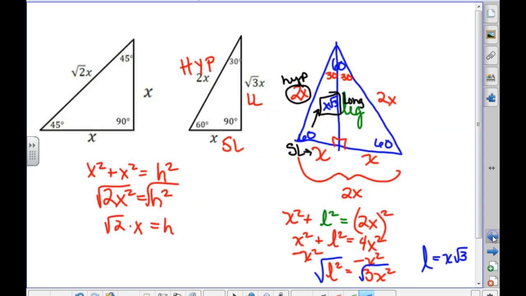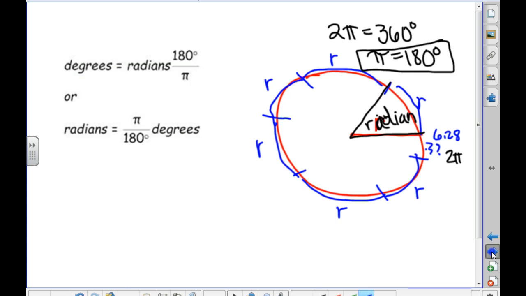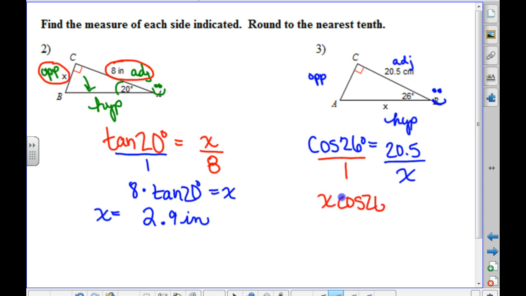One I'm trying to find, one I know. Go back here, adjacent and hypotenuse is cosine, right? So I have the cosine of 26 degrees equals adjacent over hypotenuse. Okay, I very carefully chose this example for the only 2 I want to do of these, because sometimes students get these wrong. We're not multiplying by 20.5, right? Got to cross multiply, so you end up with x cosine of 26 equals 20.5, and then you end up dividing.